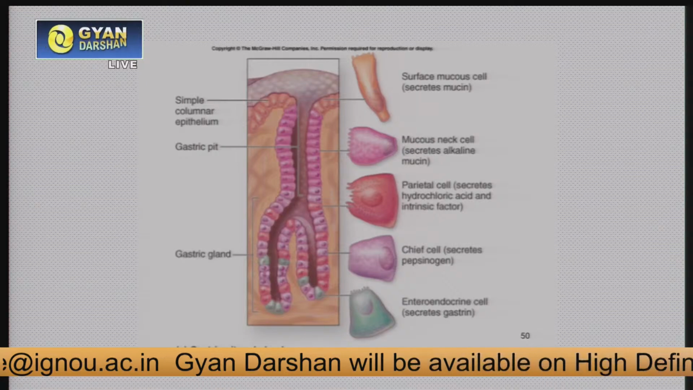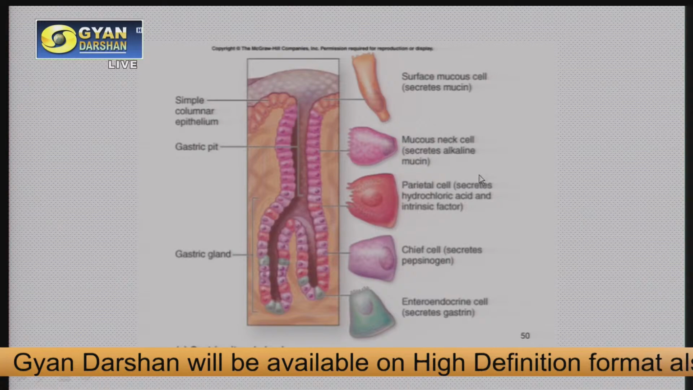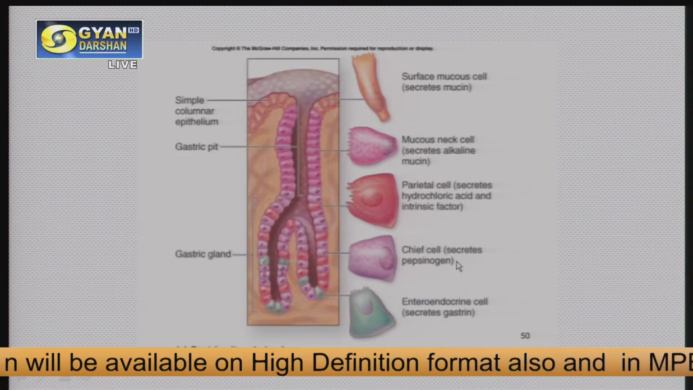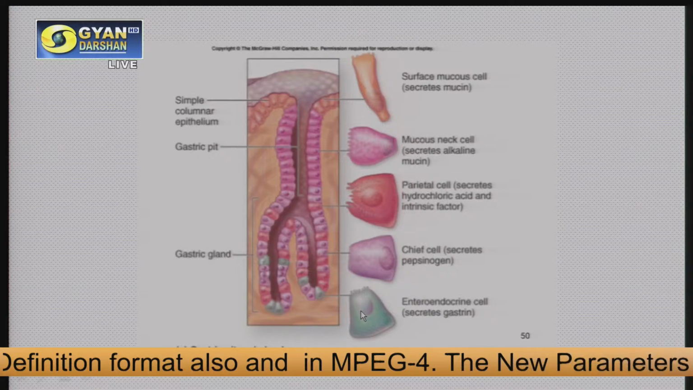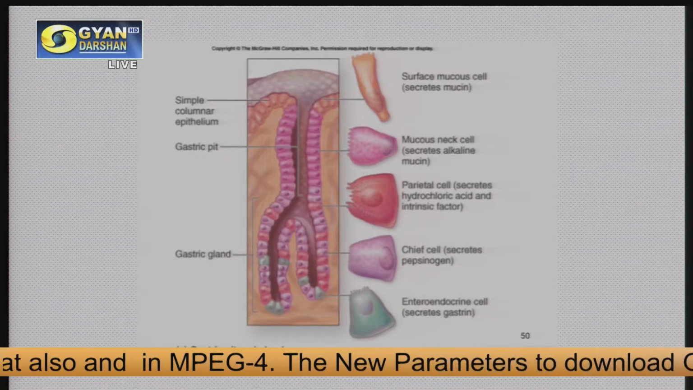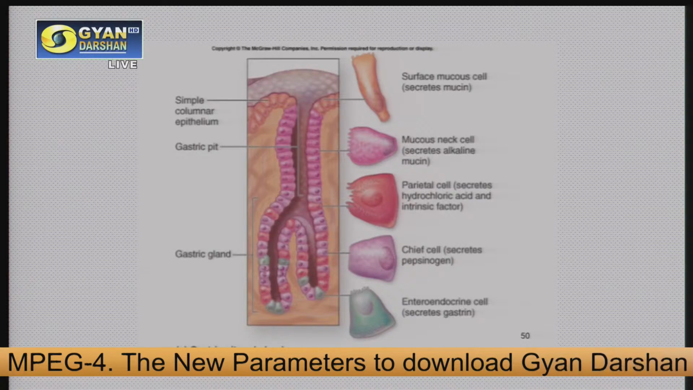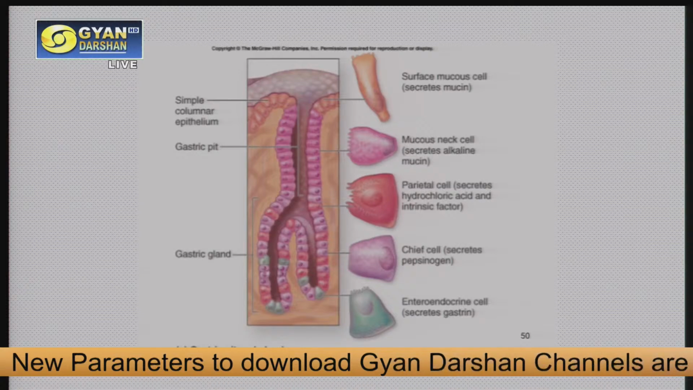Then there is a chief cell, as you can see. This secretes pepsinogen, and then there is the endocrine cell which secretes gastrin. So these are the important hormones here. Gastrin is an important hormone here in the stomach.